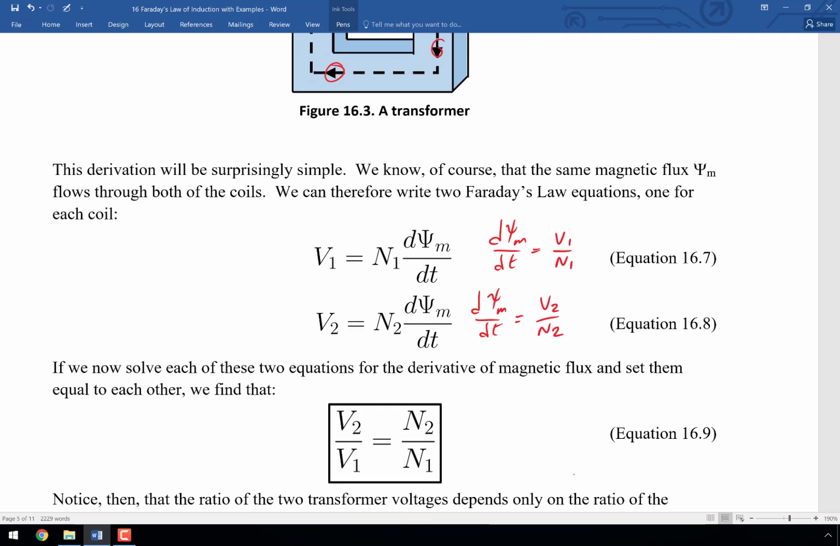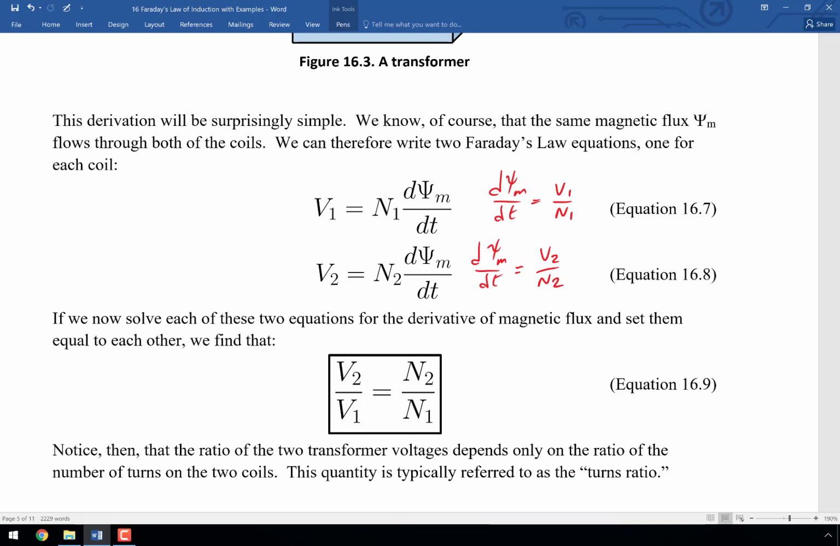to each other. And if I have V1 over N1 equals V2 over N2, and then I do a little bit of algebra on them, I end up with an expression that shows me the relationship between V2 and V1. So the ratio of V2 to V1 is equal to the ratio of N2 to N1. And this is known as the turns ratio. So N2 over N1 is what we're going to call the turns ratio. So calculating the ratio of those two voltages is as simple as N2 divided by N1.